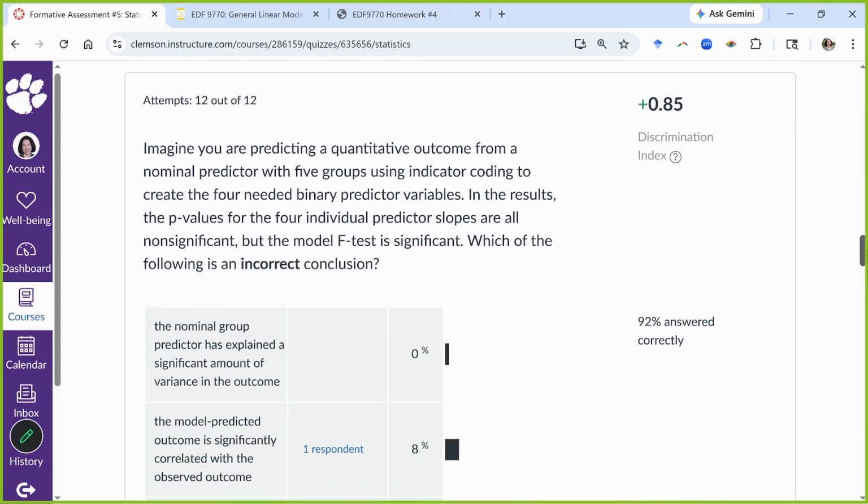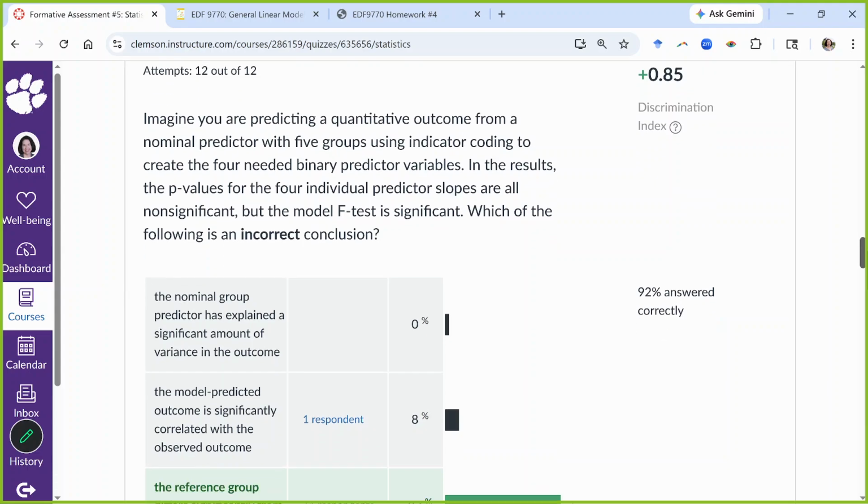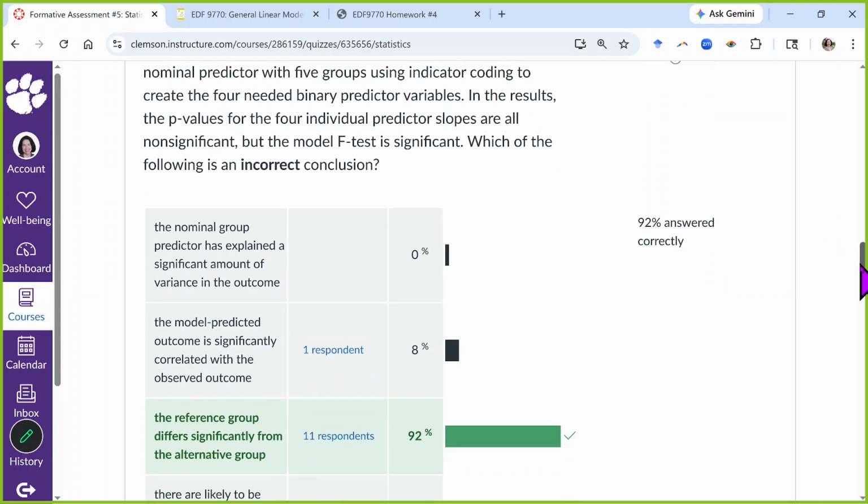Let's see here. Imagine you are predicting a quantitative outcome from a nominal predictor with 5 groups using indicator coding to capture the 4 needed binary variables. In the results, the p-values for the 4 individual predictor slopes are all non-significant. So it looks like the groups don't differ. But the model F-test is significant. So which of the following is not a correct conclusion?